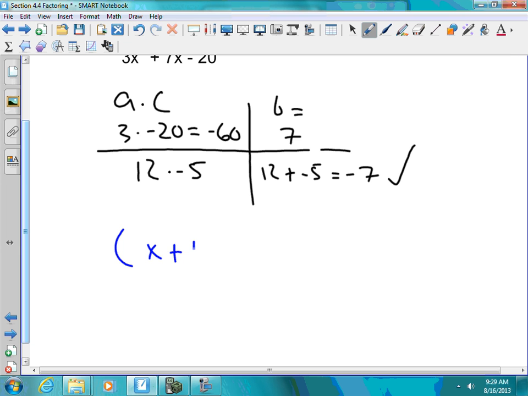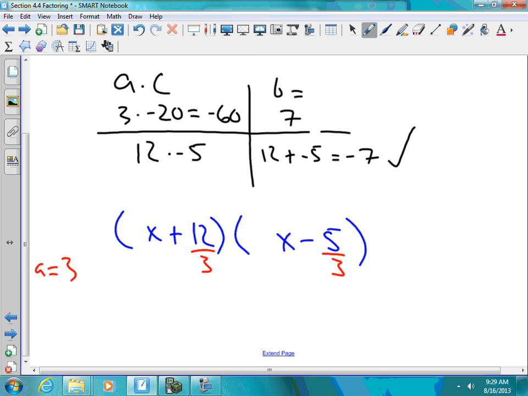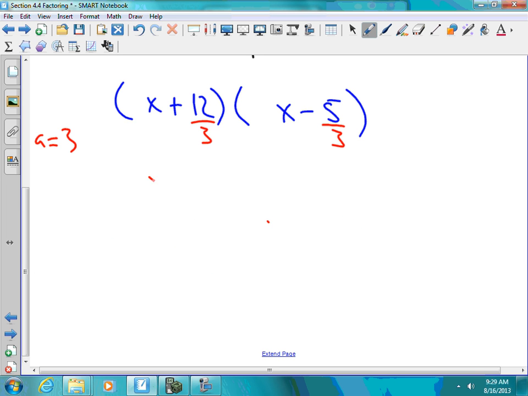So I have x plus 12 and x minus 5. You could do x minus 5 and then x plus 12. It doesn't really matter. Okay, are we done? No, we're not done. We all know we have to divide by a. A in this case is 3. So we divide by 3 each of these terms. x plus 12 over 3. 12 over 3 is 4.